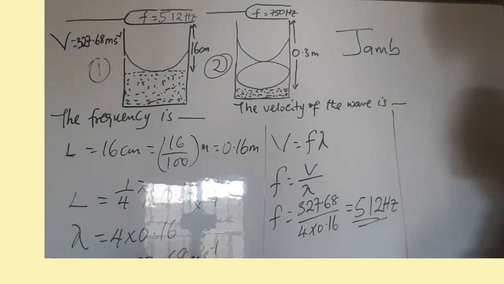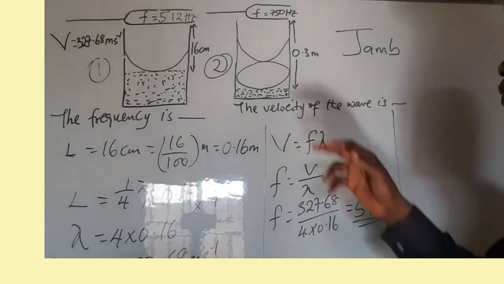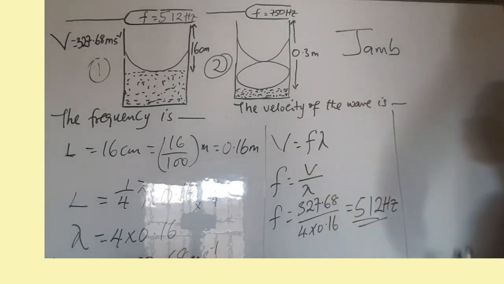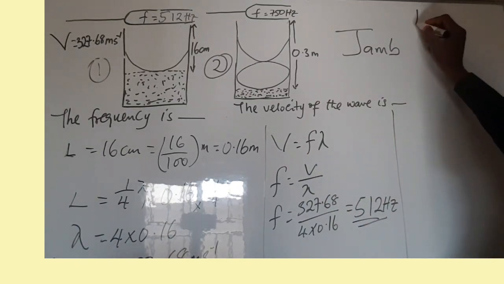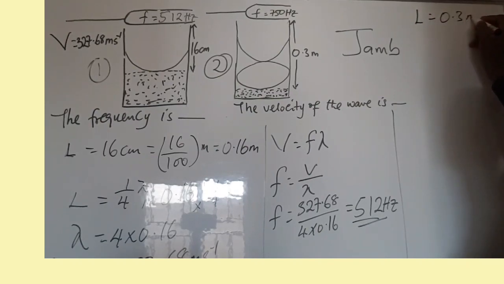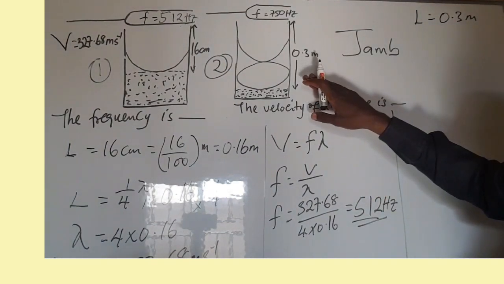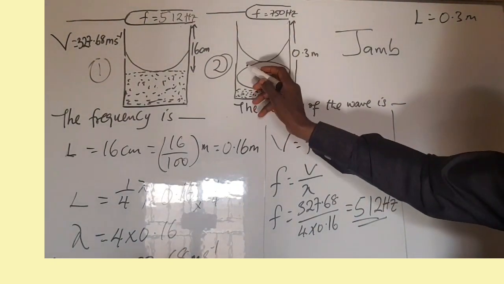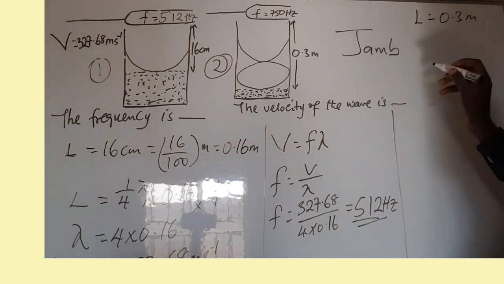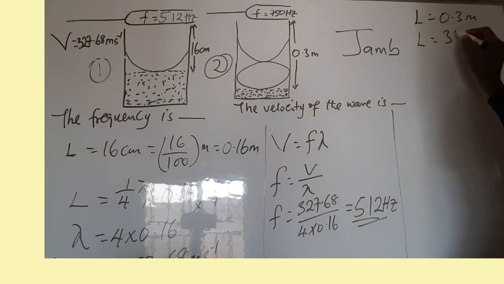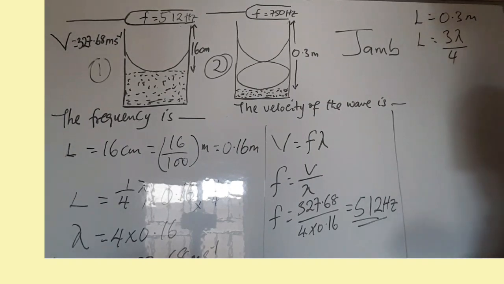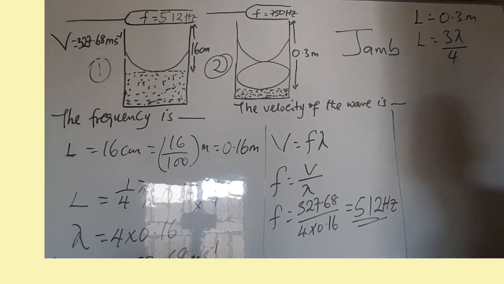Let's look at the second example. The second example is a different case, because they are asking us to look for the velocity of the wave. If you look at the question very well, you find out that the L is given as 0.3 meter from the diagram. The length is already given as 0.3 meter. Now, how many quarters are we having? 1, 2, 3. So we're having 3 quarters. So it simply means that L is equal to 3 lambda over 4, just as we explained in the previous video.